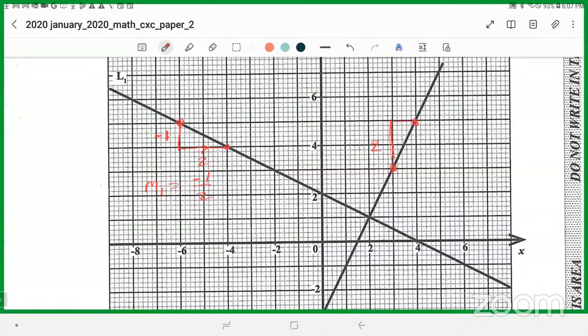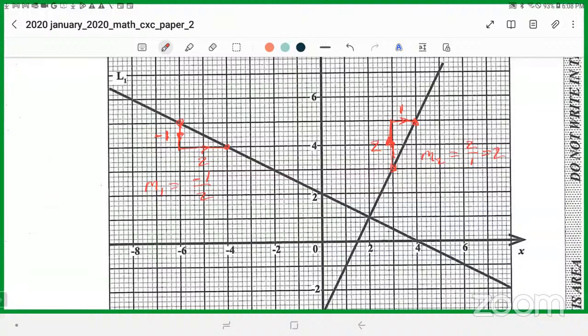Then I go this way, the run. That's a positive run. When I go up, the rise is positive. Over here, the rise was negative because we had to come down, right? That's why the rise was negative. Here, I have to go up, so the rise is positive. The run is 1 unit, from 3 to 4. So the gradient of line 2 is a rise of 2 over a run of 1. 2 over 1, which is 2. So the answer is 2. Gradient of line 2 is 2.